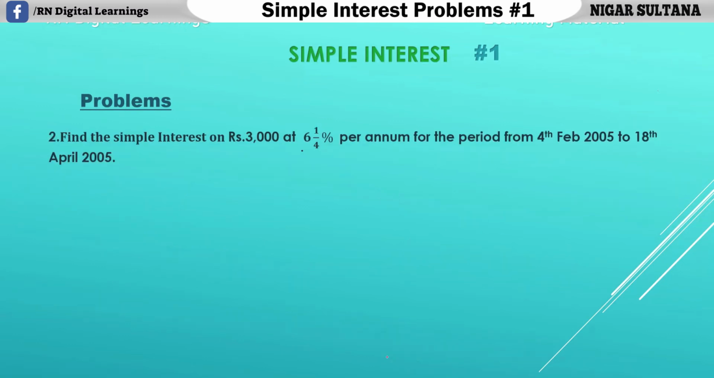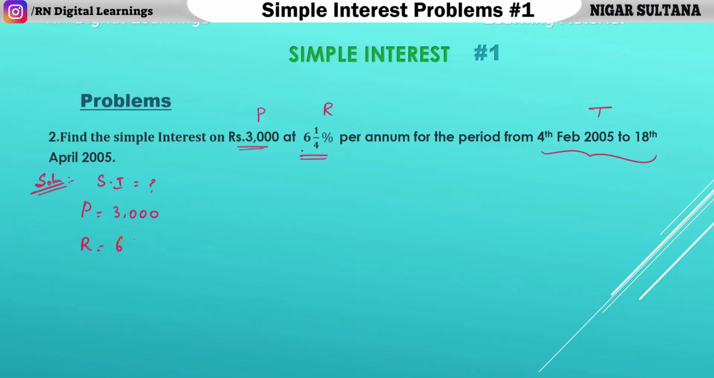Find the simple interest on 3,000 rupees at 6 1/4% per annum for the period from the 4th Feb 2005 to 18th April 2005. Now, what is the data given? First, they are asking us to find the simple interest, right? Now, what is this? This is nothing but P, and this one is your rate of interest, and the time period, this is your T. Fine. Now, principal amount is given as 3,000, rate of interest is 6 1/4%, and for the time, they have given some range of months. We need to calculate how many days there are.